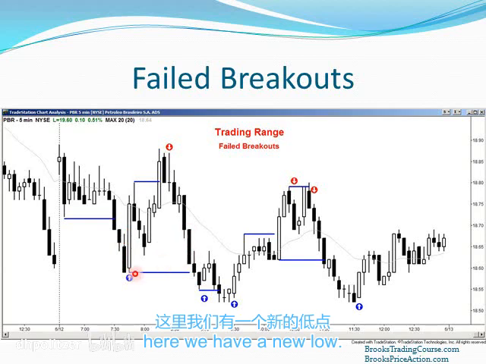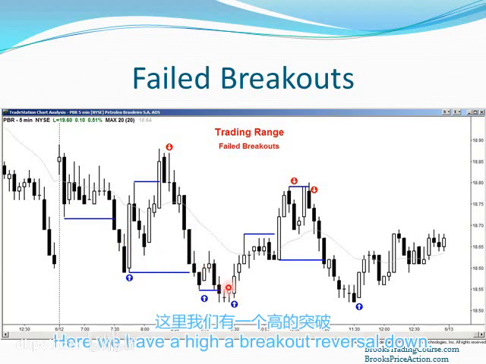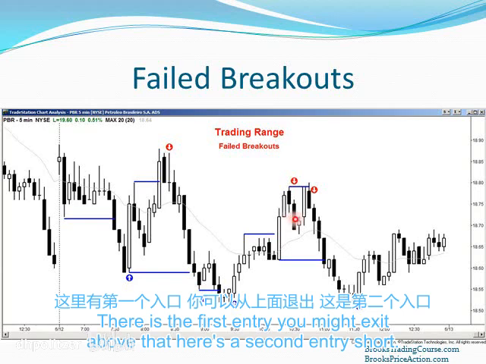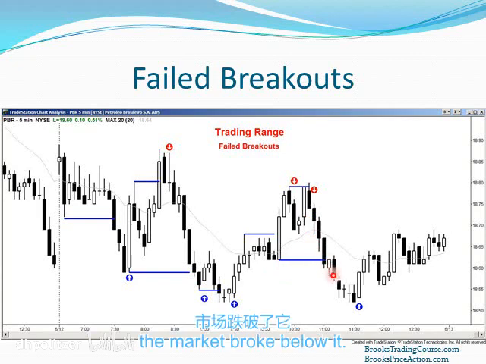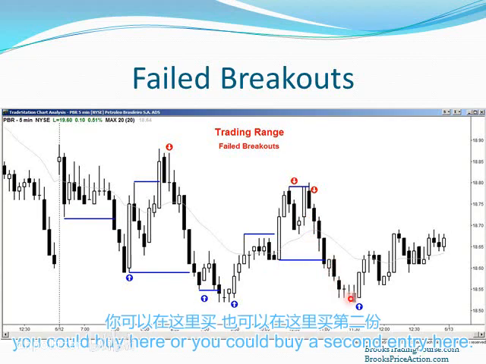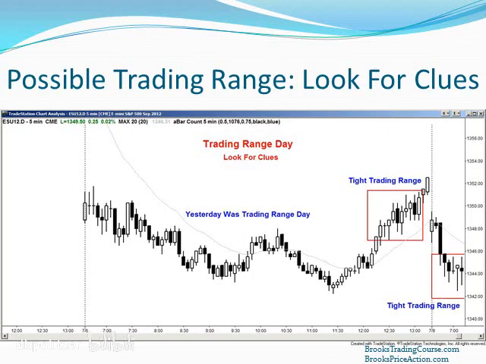Okay, here we have a new low. You can buy the reversal up there. You have a second entry here. We have a high, a breakout, a reversal down. There's your first entry. You might exit above that. Here's a second entry short. Here we have a swing low. The market broke below it. You could buy here, or you could buy a second entry here.